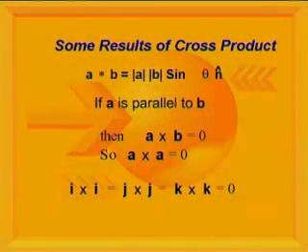If A is parallel to the vector B, then A cross B is equal to 0. Why is it 0? Because at that time theta is equal to 0 and sine 0 is equal to 0. So A cross A is 0. So the cross product of a vector by itself is always 0. So this will give us i cross i, j cross j, k cross k is equal to 0.